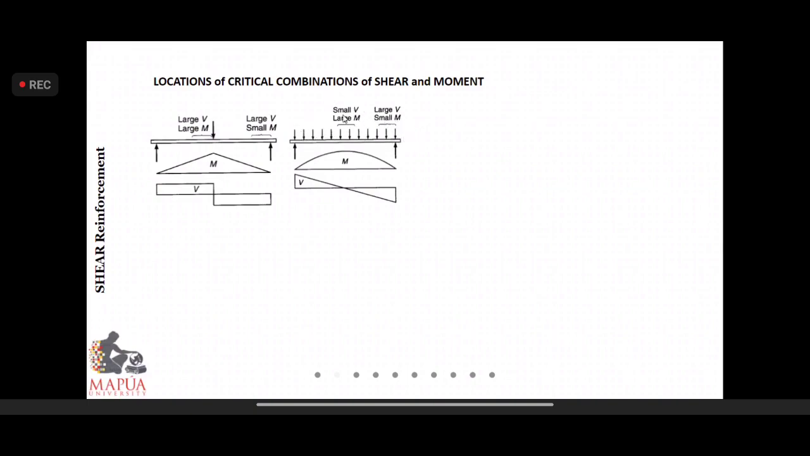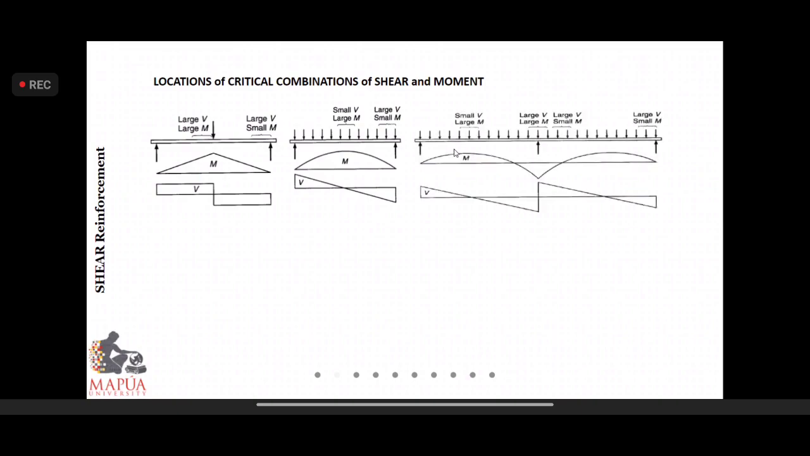For uniformly distributed loading, this will be the moment diagram, and this will be the shear diagram. Take note that at extremities or at supports, the shear is maximum. We also have the continuous beam in the indication of the small shear, large moment, large shear, large moment, among others. This will be the setup for the shear and the diagram for the moment.